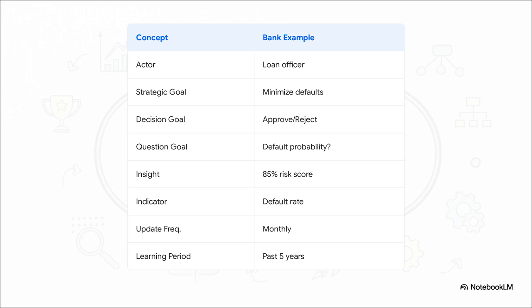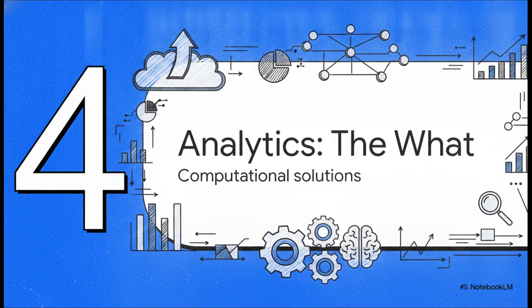The indicator is the default rate, updated monthly, and you're looking at a learning period of the past 5 years of data. If you can map out a scenario exactly like this on your test, you are going to absolutely ace this section.